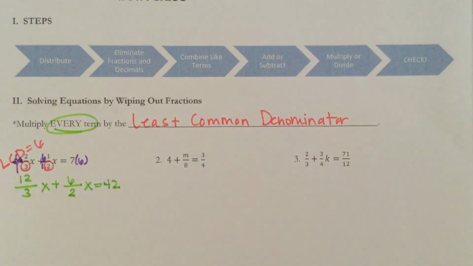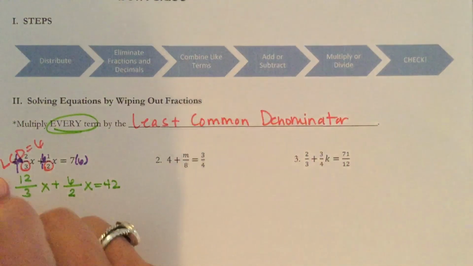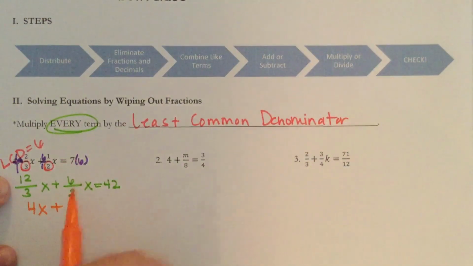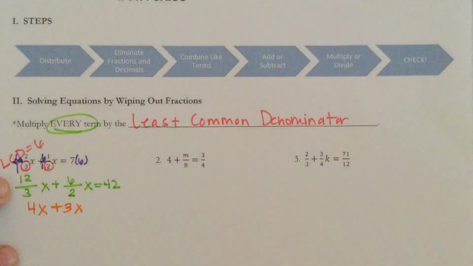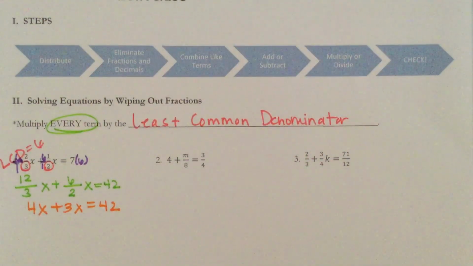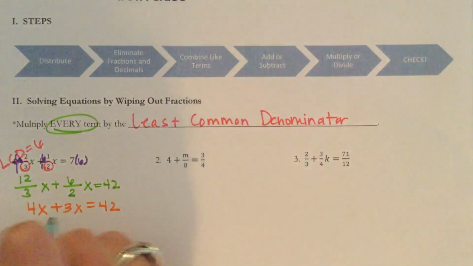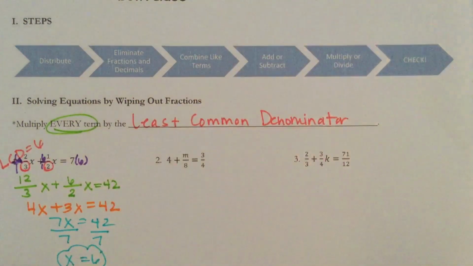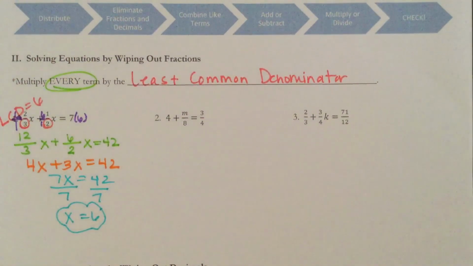If I have done this correctly, then I should see that my fractions will now reduce to integer values. 12 over 3 reduces to 4x, and my fraction has been wiped out. 6 divided by 2 is 3x, and my fraction has been wiped out. And we are now equal to 42. We now have a problem like yesterday where we are combining like terms. 4x plus 3x gives us 7x, and when we divide both sides by 7, we find that x should be 6.